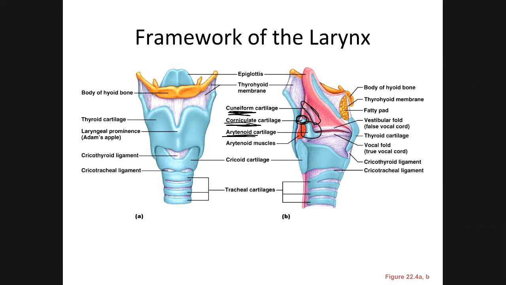Now, if you're down here, this is not the larynx. That is the trachea. We're going to talk about it next. But look, it also has cartilages. Same kind of material. All of these cartilages are made out of hyaline cartilage, except for the epiglottis. And the epiglottis is elastic cartilage. But all of the others are hyaline cartilage.